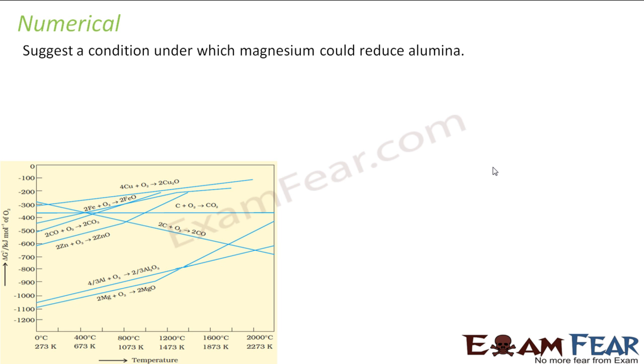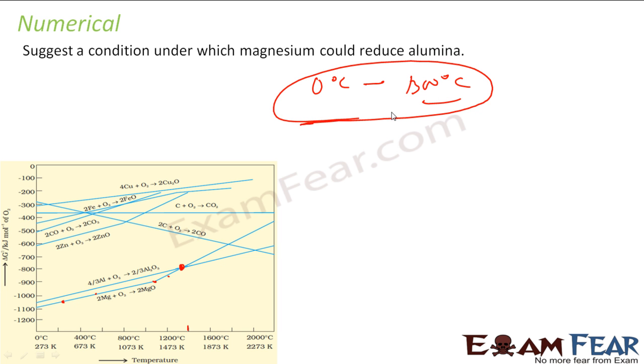So now let's take some numericals. We have to suggest a condition under which magnesium can reduce aluminium oxide. So we have seen that the one on the lower side can reduce the oxides of the upper one. That means at this temperature, my magnesium should be able to reduce aluminum oxide, even at this temperature, even at this temperature. After this, magnesium will be able to reduce carbon, copper, iron, but it will not be able to reduce aluminum. So only till this temperature, that means 0 degrees Celsius to almost 1300 degrees Celsius, I can say. So in this temperature range, magnesium can reduce alumina. Beyond that, magnesium will not be able to reduce alumina.